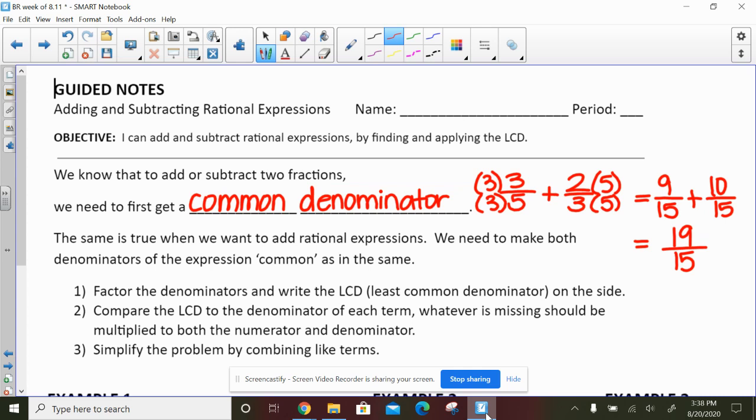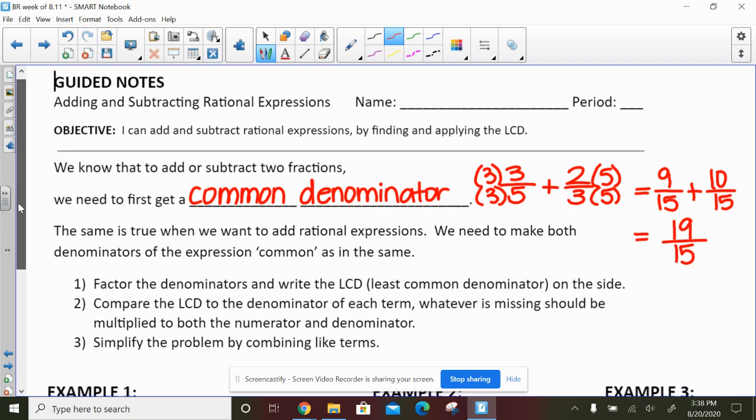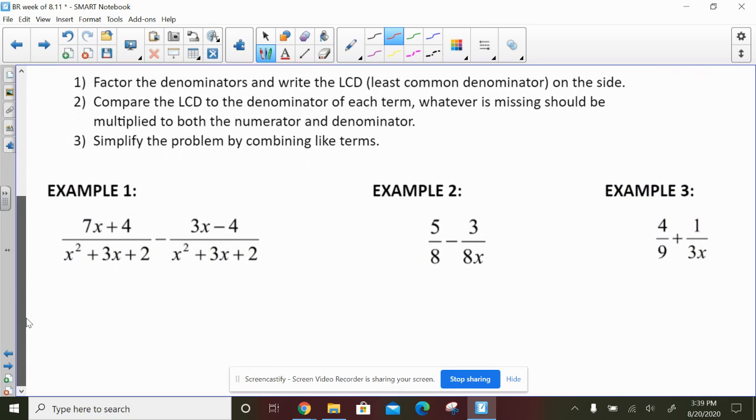So the same is true when you want to add rational expressions. We need to make both denominators of the expression common, as in the same. So we will go through the steps as we go through the examples. Okay, so the first thing you want to do, like for example 1, look at your denominators. You do want to factor them out. Even if they are already the same, factor them if they can be factored. So I'm going to go ahead and do that part.